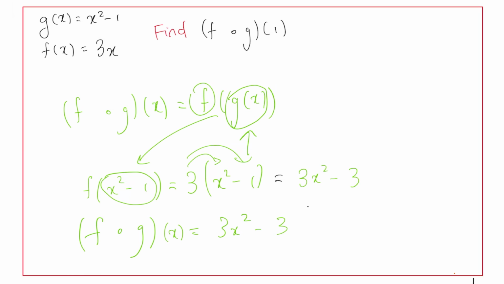But the question asks us to find f of g of 1. So all we have to do is plug in 1 into this composite function. So in the place of x over here, we plug in 1. And we would get f of g of 1 is equal to 3 times 1 squared minus 3, which is equal to 0. And there we have it.